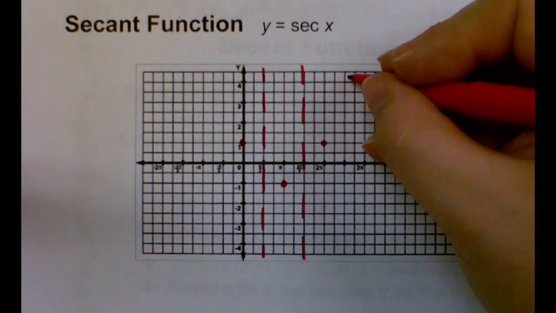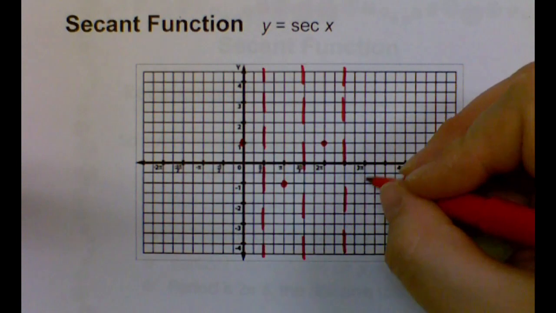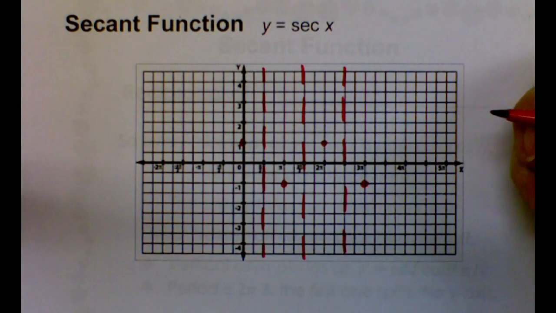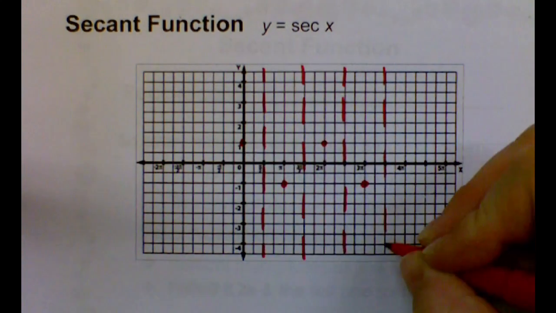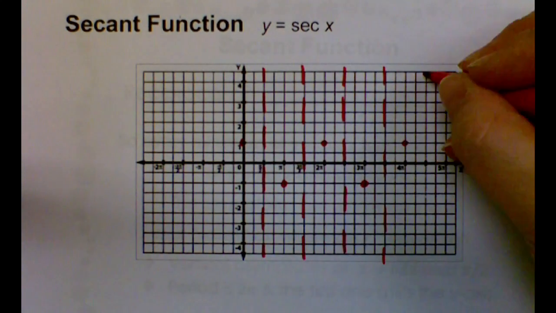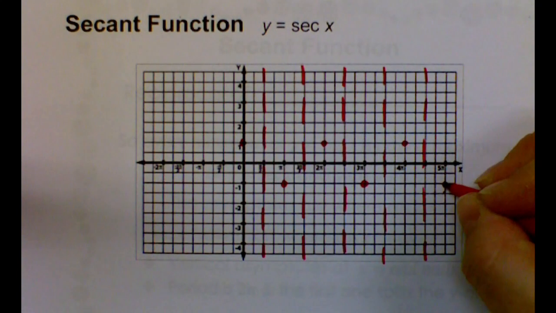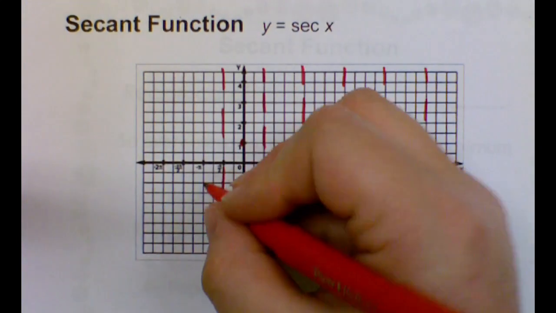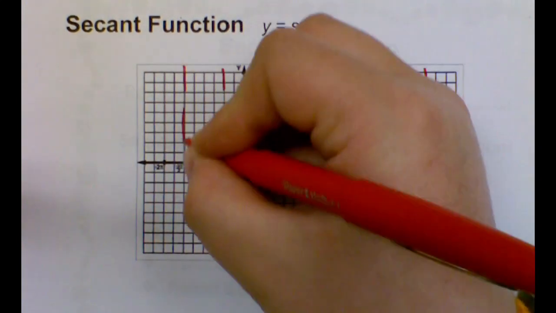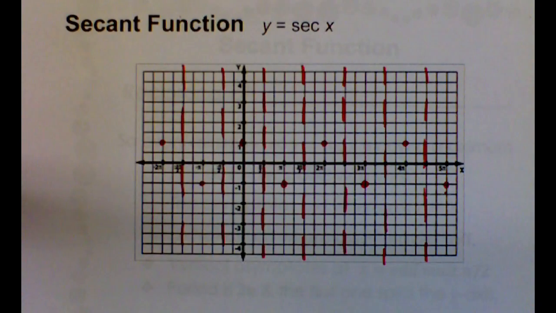And now you probably see the pattern. We have an asymptote at every odd pi over 2, a max or a min jumping back around here like this at the whole values of pi. And on this side, an asymptote to minimum, asymptote to maximum.